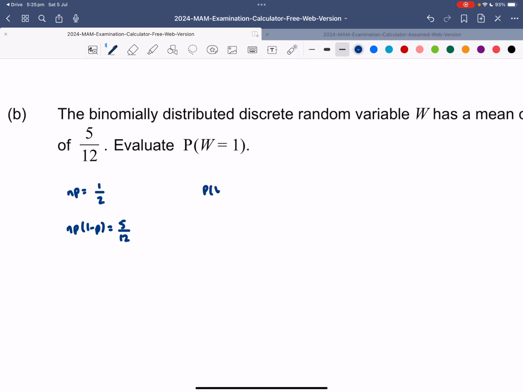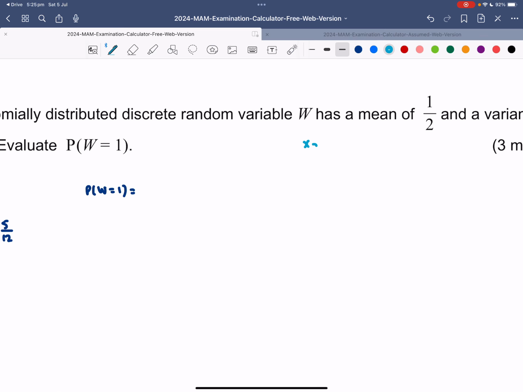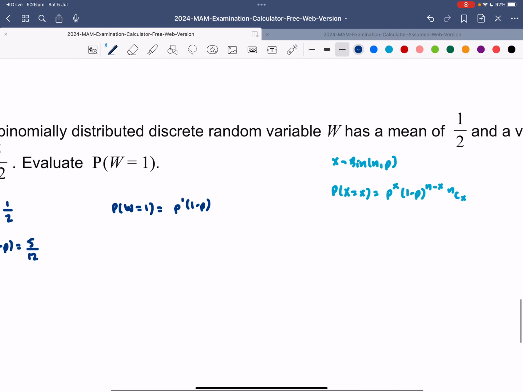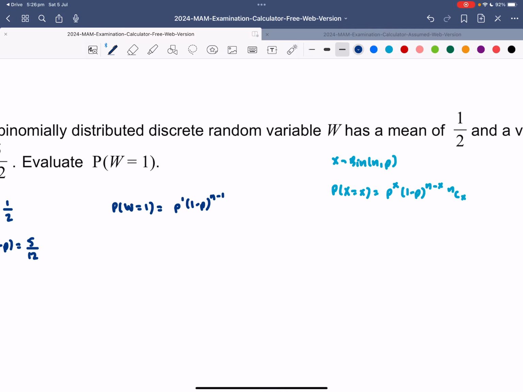Okay, so according to the binomial formula, the probability that W will be 1 is, well, what is the binomial formula? Does everyone remember the binomial formula? If you had to do it manually, because this is calc-free, if X follows a binomial distribution with those parameters, the probability that X takes any particular value is P to the power of x, 1 take P to the power of n take x, and then n choose x. That's the formula for binomial. So if you want the probability that W is 1, that would be whatever the probability is to the power of 1 times 1 take away the probability to the power of, we don't know what n is, so n take 1, and then n choose 1.